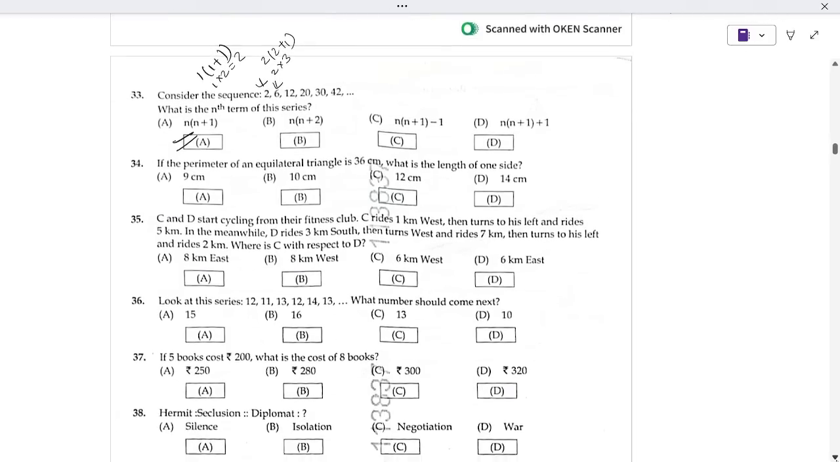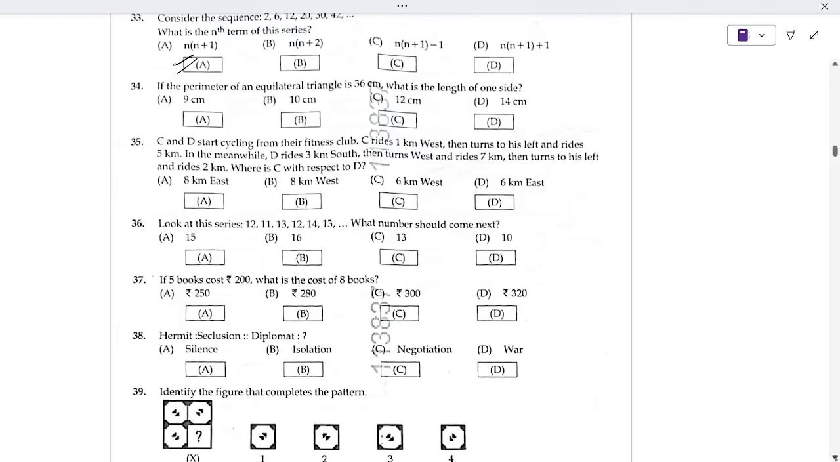If the perimeter of an equilateral triangle... equilateral triangle means all sides are equal. Perimeter means the sum of the sides. That means side 1, 2, 3 are equal, so three equal sides. Let's take the perimeter as 36. That means three times something equals 36, so 12 times 3. So the side is 12, the length of one side. That means C is the answer.